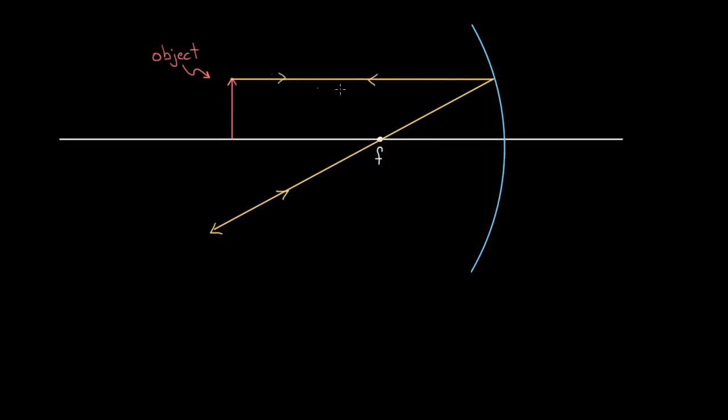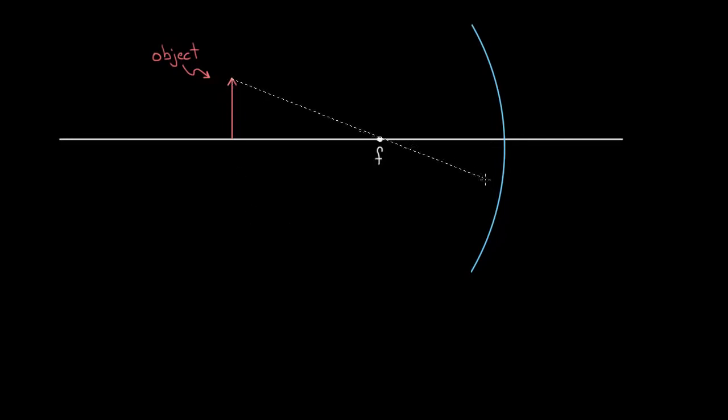I send a ray parallel, it gets sent through the focal point. But if I send a ray through the focal point, it will get sent parallel. In other words, I don't have to draw this ray. I can draw this ray right here, the one that goes from the tip of the object through the focal point. That's going to get sent parallel. So I'm going to draw this one just for fun, and then I'm going to draw another one. You need two in order to find where the image is. I'll draw this one here.